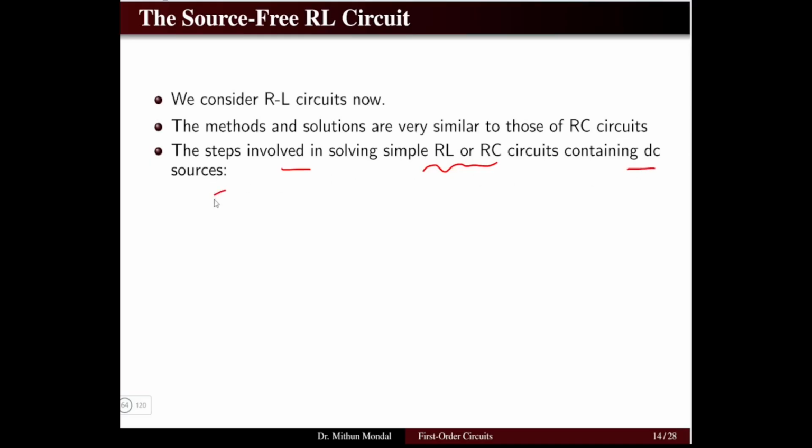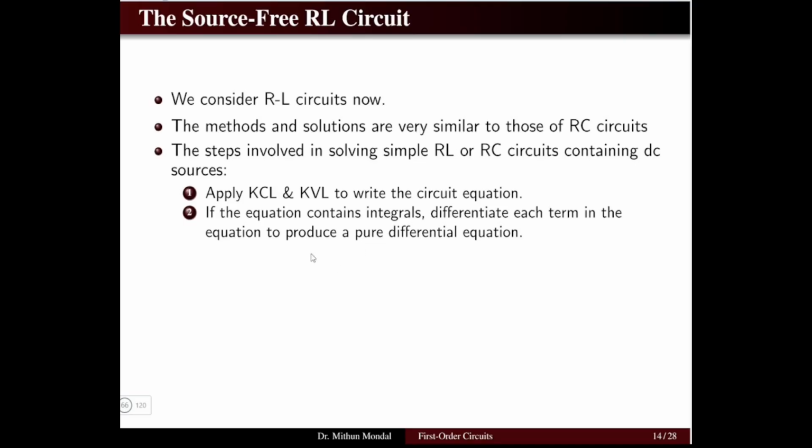So let us see the general steps involved in solving any RL or RC circuit containing a DC source. First, you have to apply KCL and KVL to write the circuit equations, and then the equation will contain the integral or differential term, because inductors and capacitors are present. Then that has to be converted into a pure differential equation, either in the dy by dx form or d2y by dx square form, whether it is first order or second order.